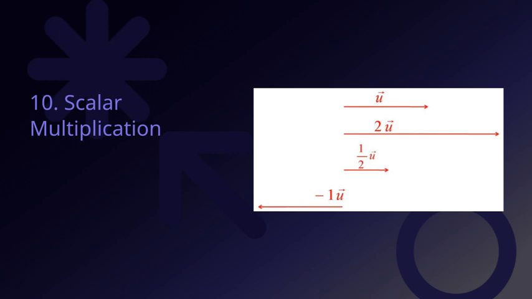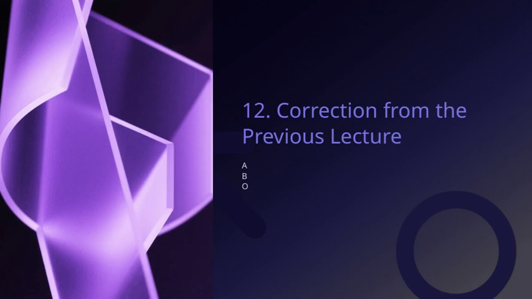the vector flips direction. This operation helps us see how vectors can be manipulated and used in different contexts, like in physics for force or in computer graphics for transformations. Overall, scalar multiplication is one of the basic building blocks for working with vectors and understanding their behavior in various applications.